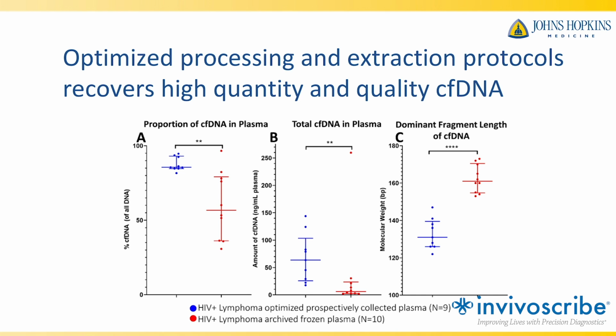And the dominant fragment length, like I was saying before, in this situation was around 130 base pairs, so less than 150, which is what we wanted, whereas the archived plasma had many more molecules greater than 150. This may have been the result of multiple freeze thaws of the specimen over time and actual degradation of genomic DNA.